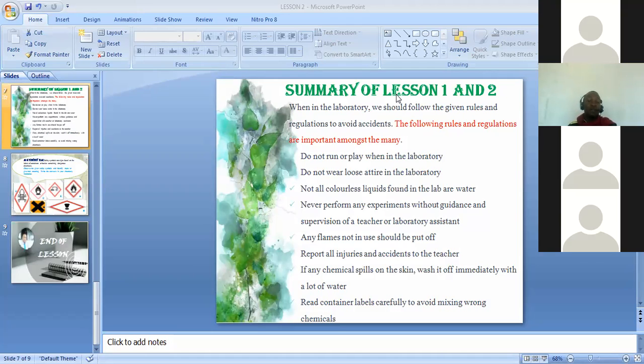In case of any chemical that has spilled on your skin, you have to immediately wash it off using a lot of water. That's why we have numerous sinks in the lab. In case of anything, you have to deal with it faster. Then the labels put on containers must be read carefully to avoid mixing wrong chemicals, to avoid touching dangerous chemicals maybe. So those are some of the main, all the important rules and regulations we need to know.